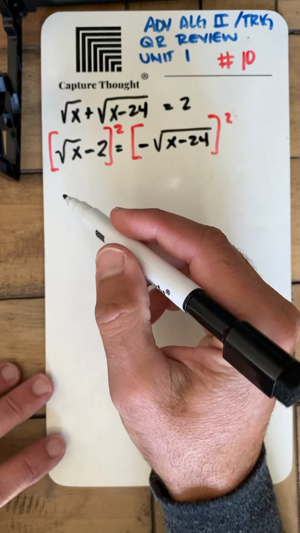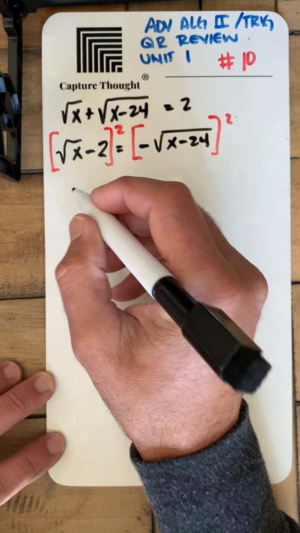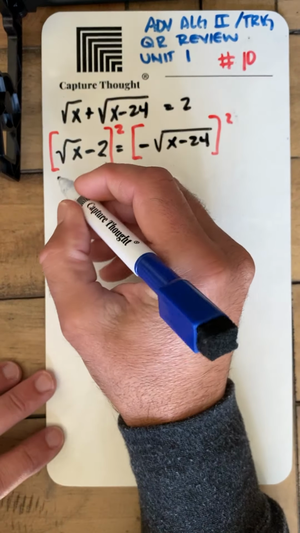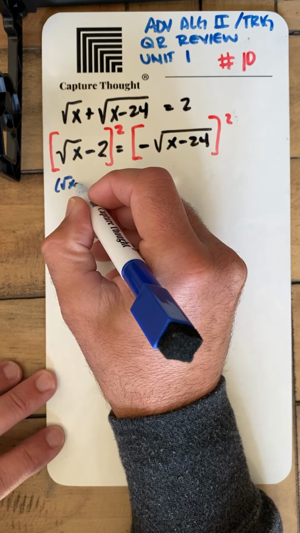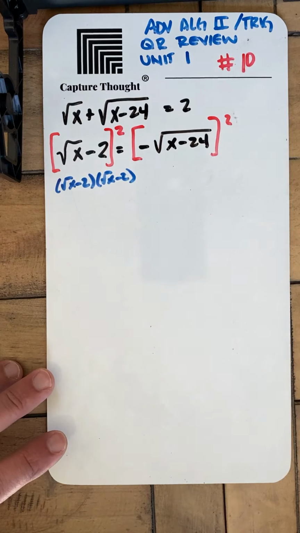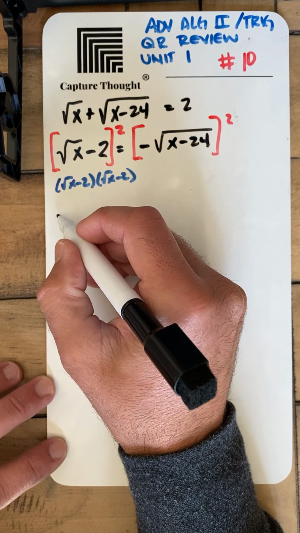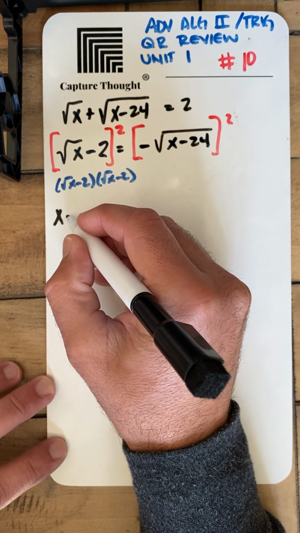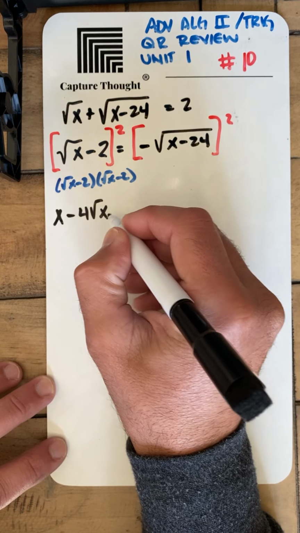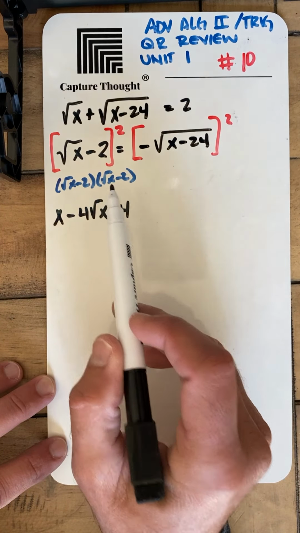On the left-hand side, I'm going to get the square root of x minus 2, squared. Now remember, don't forget this part. This part means the square root of x minus 2 times the square root of x minus 2. So don't forget that. That's what we're working with. When you FOIL this out, you would end up with x minus 4 rad x plus 4. And if you don't see that, just do FOIL with these two binomials.